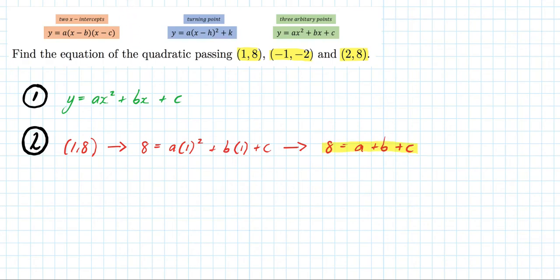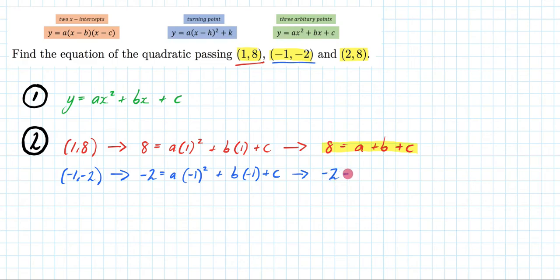Let us now move on to our next one. Let me do this in blue. So now we're moving on to this one, which is (-1, -2). In my y spot I'm putting -2 equals a, then I'm putting (-1) squared plus b(-1) into my x again, plus c. So that is going to turn into -2 equals (-1) squared is positive, so just a, but then -b plus c. And let me highlight that, it is that.